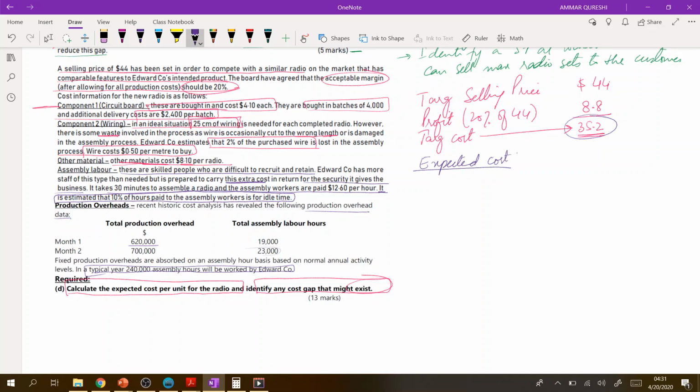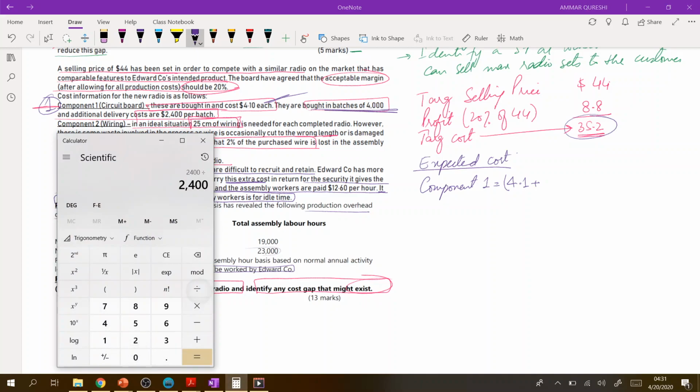Expected cost, the first cost is component 1, the circuit board, right? These are bought at the rate of $4.1 each, so 4.1 is the cost of 1 unit of this particular circuit board, and they are bought in batches of 4,000 units with an additional delivery cost of 2,400 per batch. So how will you calculate cost per unit? Yes, we will divide 2,400 by 4,000. That is 0.6.